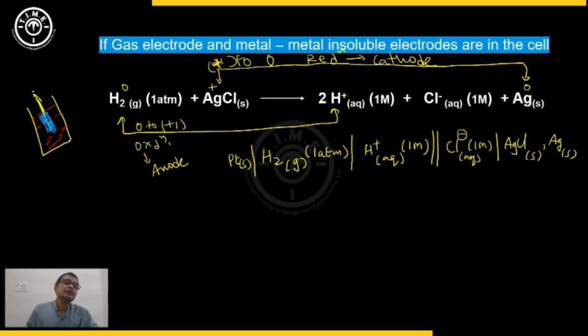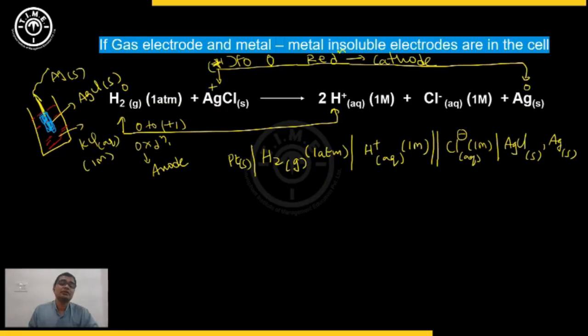This is a silver solid, this one is AgCl insoluble salt, and this one is a KCl aqueous solution where the concentration is given as 1 molar. So the insoluble AgCl salt is connected with aqueous KCl solution, and the silver solid wire is coated with the silver chloride salt.